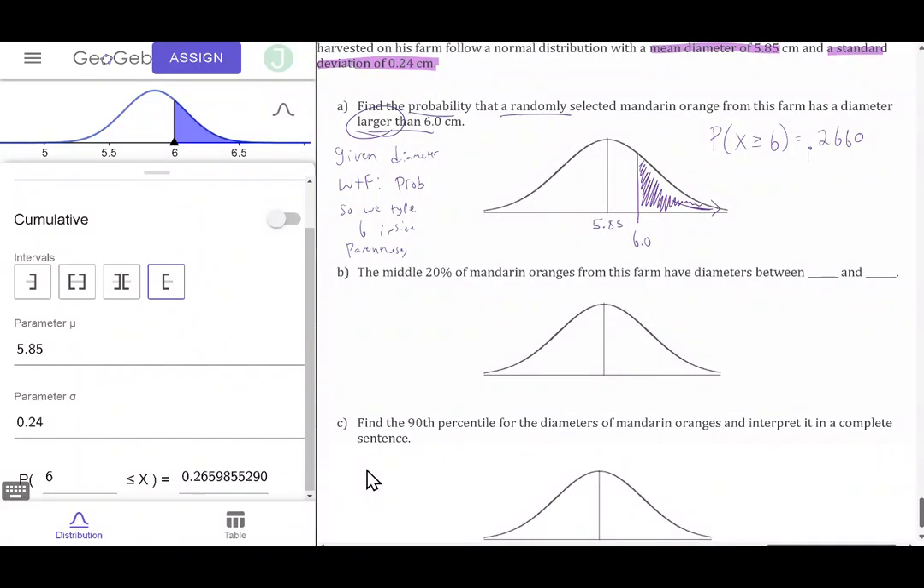says the middle 20% of mandarin oranges from this farm have diameters between some lower value and some upper value. So we need to find 2 different values for this picture. Again, I like to start with drawing the picture. The mean is 5.85. We want the middle 20%. The middle 20%.